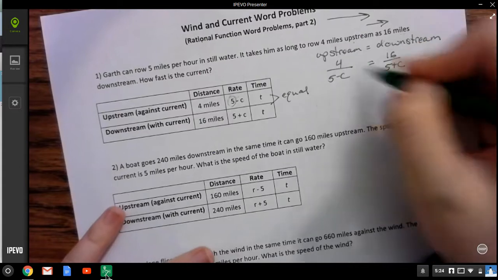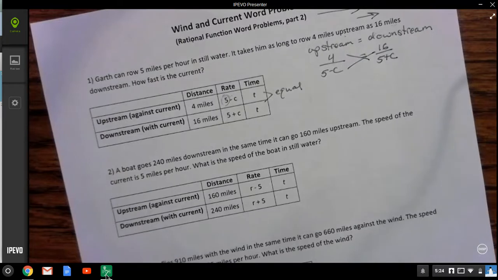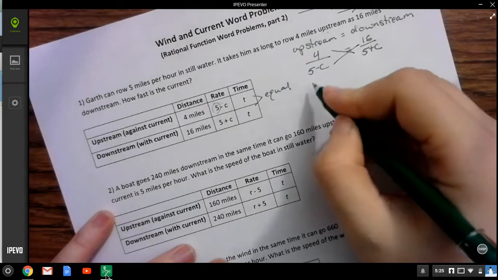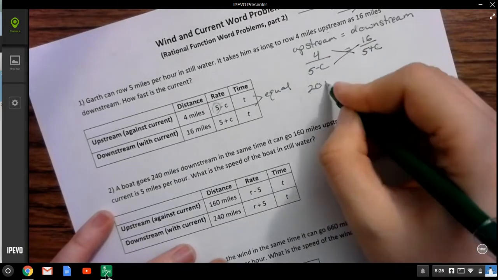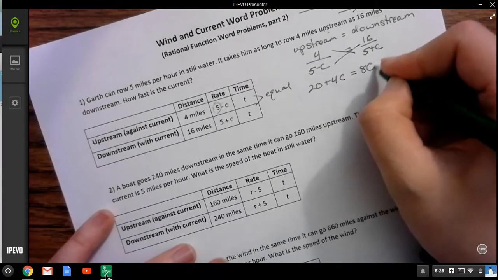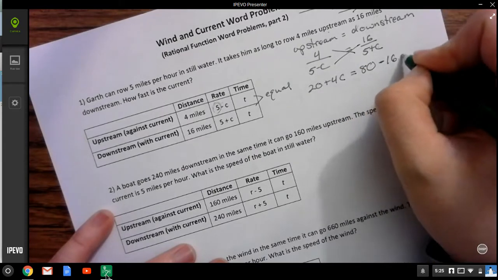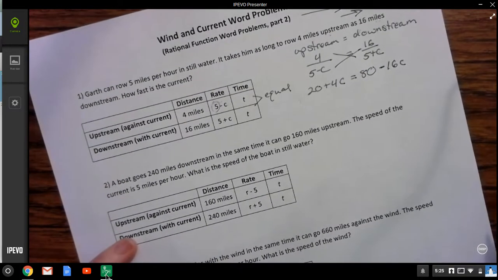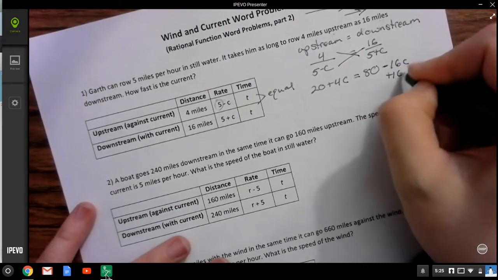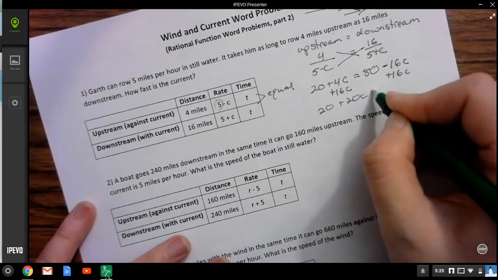And now, since we've got fraction equals fraction, we can take a little bit of a shortcut and cross multiply, which is the same as getting a common denominator and gives you the same result. So I have 4 times 5 is 20. 4 times c is 4c equals 16 times 5 is 80. And negative c, so minus, times 16 is minus 16c. Then I have to cancel one of the c's, and I'm going to choose to cancel the negative one. So I have 20 plus 20c equals 80.